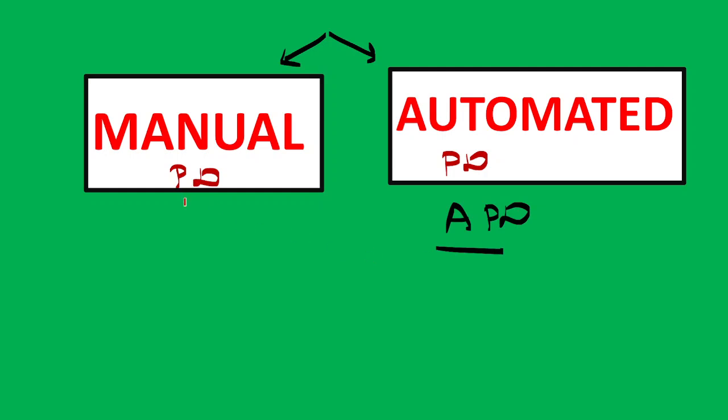This is abbreviated as APD, automated peritoneal dialysis. Here there is a catch in the nomenclature. Here we won't use MPD. There is some other terminology which comes. What terminology? I will let you know after explaining what is manual and what is automated.